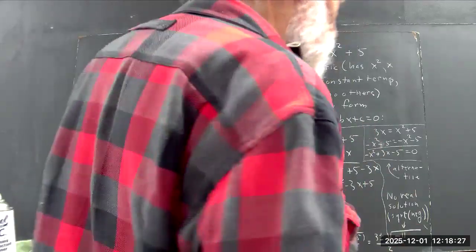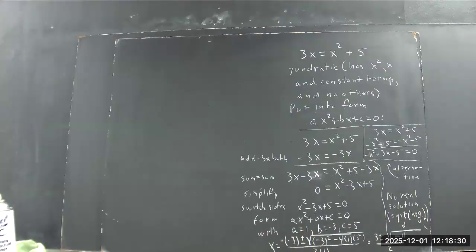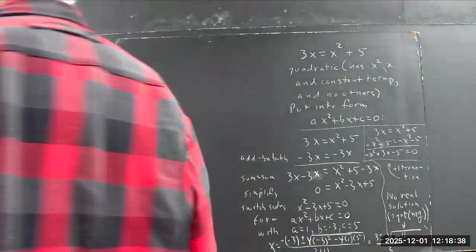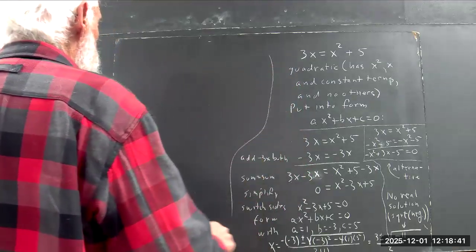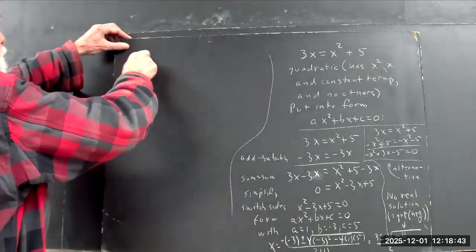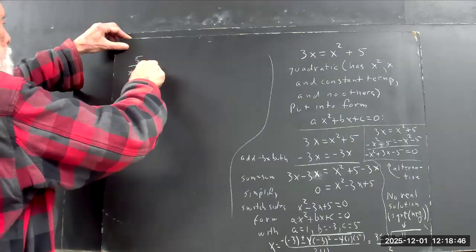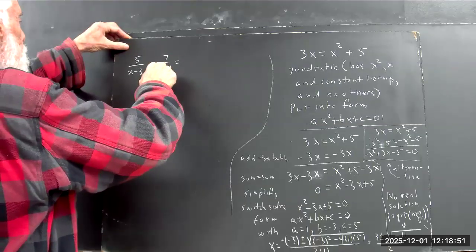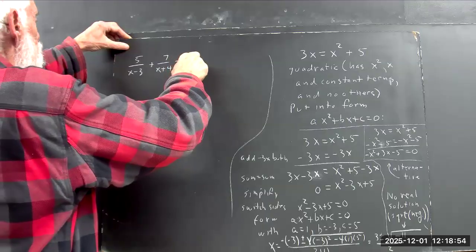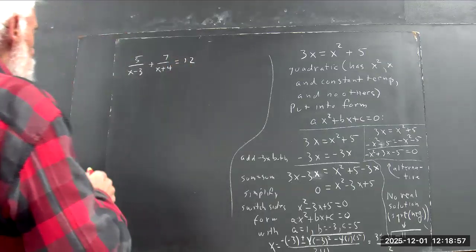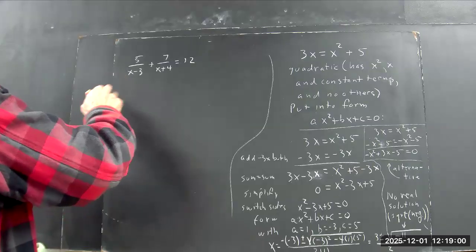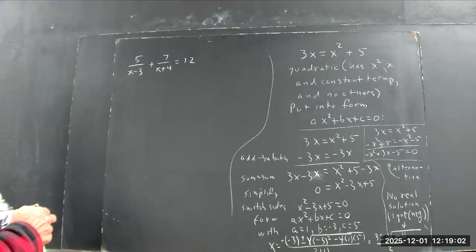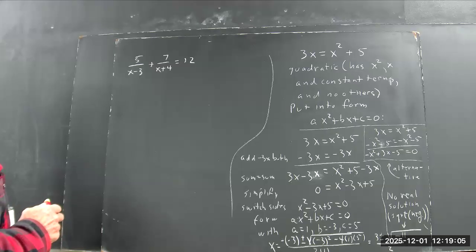Now let's look at another equation. Which I'll solve rather quickly. We don't have time left to do a check. Let's just take 5 over x minus 3 plus 7 over x plus 4 equals 12. In order to solve this equation, we want to multiply by a common denominator.